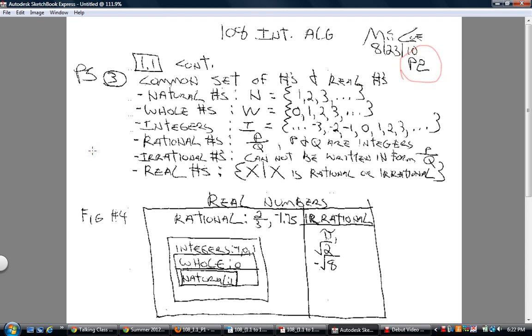Okay, working on section 1.1, continued, and we're going to do page 2 now. Objective number 3 talks about different types of common sets of numbers and real numbers here. This is a summary of what we just talked about before.